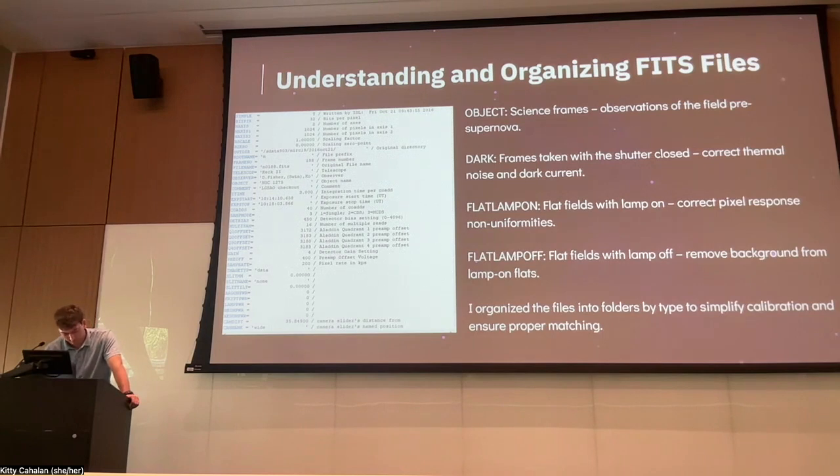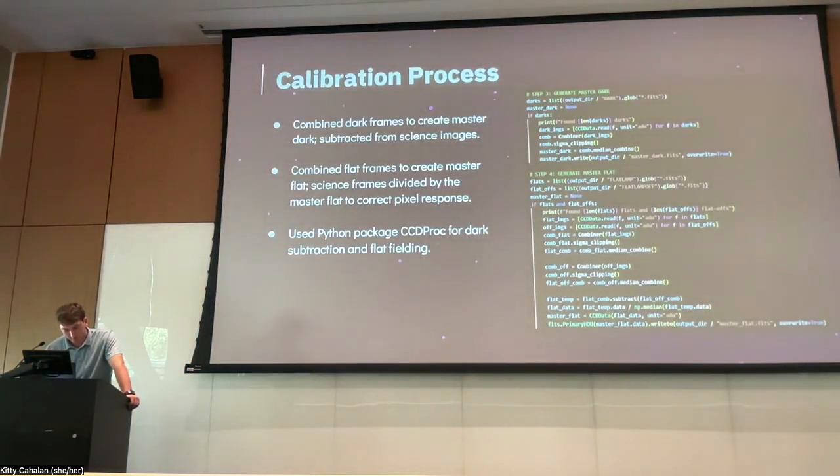So for the calibration process, the first thing you want to do is clean up the raw data. You have to combine dark frames to create a master dark and subtract it from the science frames that you have. Then you combine the flat lamp on and flat lamp off images to create a master flat, which helps fix pixel inconsistencies. I used a Python library called ccdproc to apply this correction. This made the images more reliable for further analysis. You can see some of the code, but I don't think that one works.